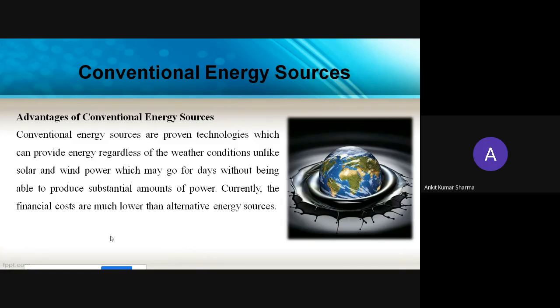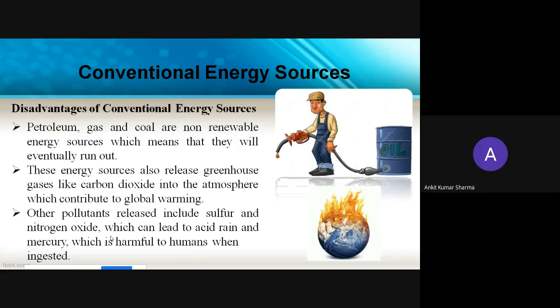So there are two main advantages. There is no effect of the weather condition on the conventional energy sources. You can say these are continuous energy sources. And the second one is that the financial costs are much lower than alternative energy sources.